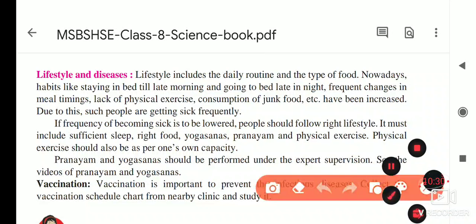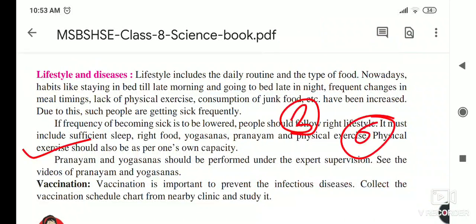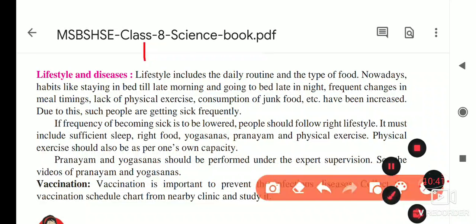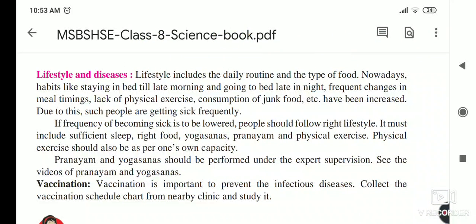If this question comes for 3 marks, you have to write at least 6 points in this lifestyle and diseases. Generally in science, for 1 mark you have to write 2 points. Each point carries half mark. In that way you have to complete this second short note, that is the lifestyle and diseases.